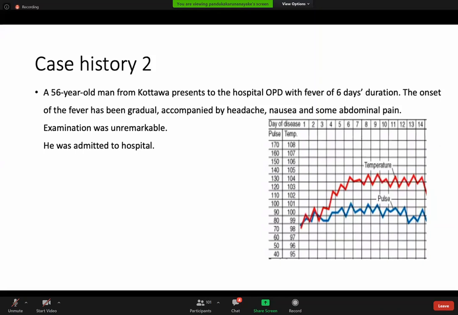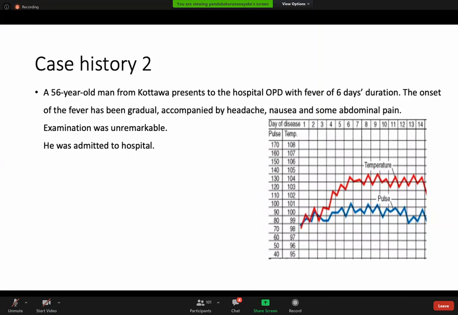The onset of the fever has been gradual, accompanied by headache, nausea, and some abdominal pain. So basically, it's a more gradually progressive febrile illness rather than a very acute onset febrile illness. And the examination was unremarkable. We did not have the rash and the lymph nodes that we had in the previous patient. So he was admitted to hospital, and you can see a temperature chart.